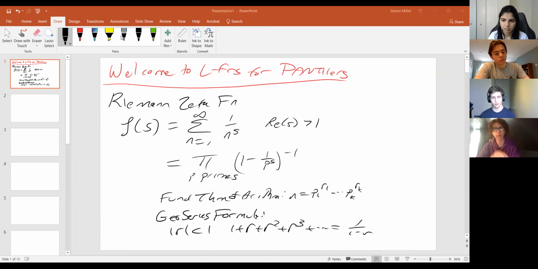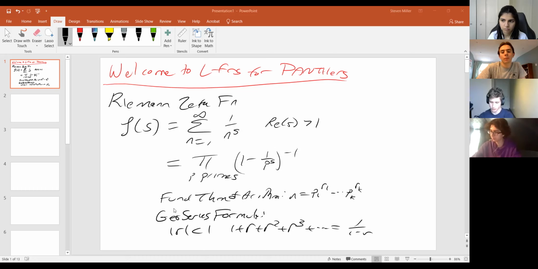So we're going to start with the Riemann zeta function, which is defined as the sum over the integers 1 over n to the s, and this converges if the real part of s is greater than 1. It turns out that it also equals the product over primes of (1 minus 1 over p to the s) inverse. There are two main ingredients to the proof. The first is the fundamental theorem of arithmetic, that you can write any integer as a product of primes in increasing order uniquely. The other is the geometric series formula, that if the absolute value of r is less than 1, then 1 plus r plus r squared plus r cubed and so on is equal to 1 over 1 minus r.